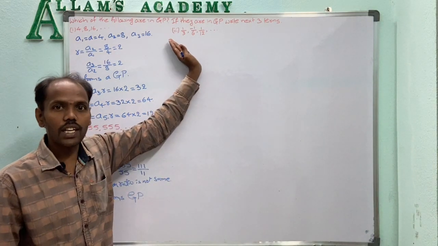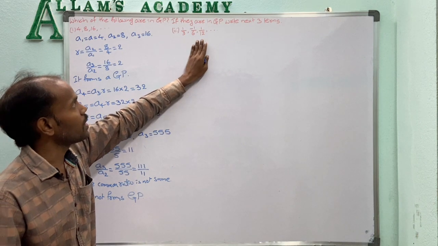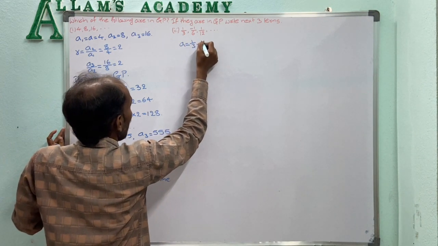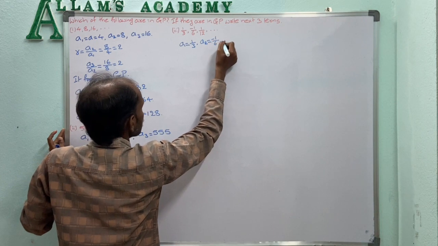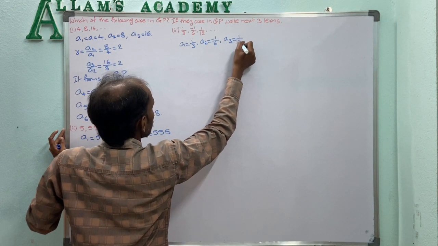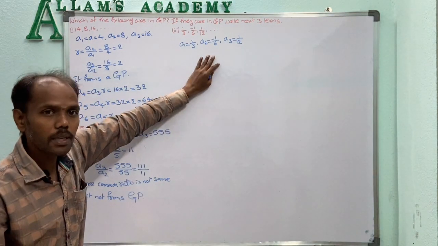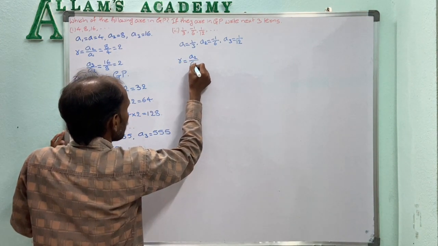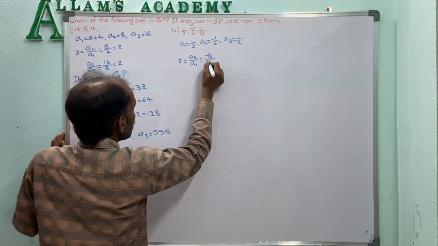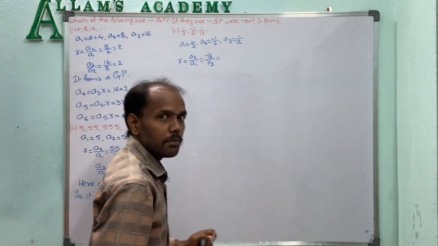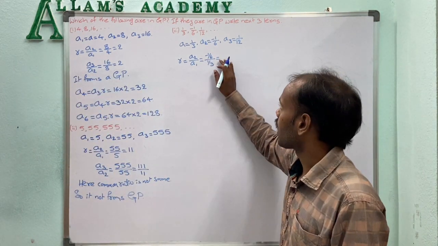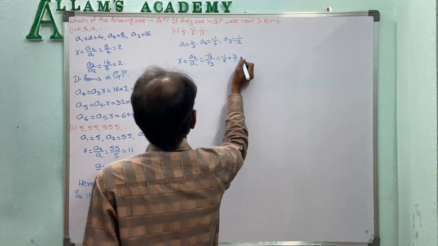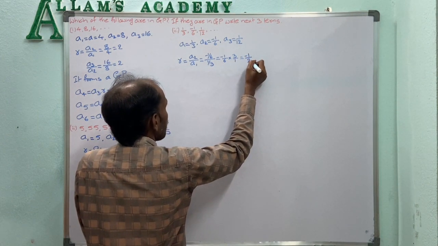Now the next set of numbers given: 1 by 3, minus 1 by 6, 1 by 12, and so on. For this series, the first term a1 is equal to 1 by 3, the second term a2 is equal to minus 1 by 6, and the third term a3 is equal to 1 by 12. Now, to check whether it forms a GP or not, we find the common ratio. The common ratio r is equal to a2 by a1, that is minus 1 by 6 divided by 1 by 3. Since the denominator is a fraction, we multiply with its reciprocal. So minus 1 by 6 into 3 by 1. 3 ones are 3, 3 twos are 6, so it is minus 1 by 2.